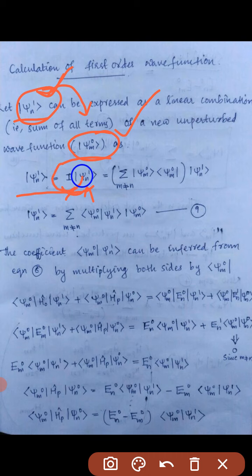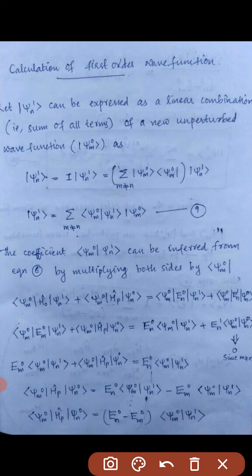Then this identity operator can be expressed as the summation over m not equal to n of ket psi m0 bra psi m0. We already discussed this identity operator in Quantum Mechanics 1, chapter 1, so I think you all know about this. Now this identity operator is acting on the ket psi n1.